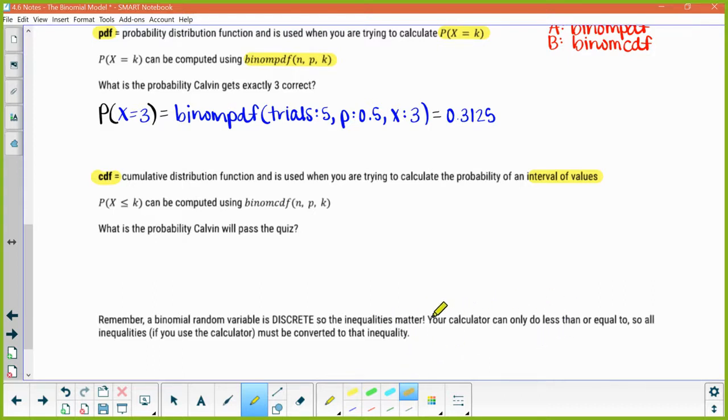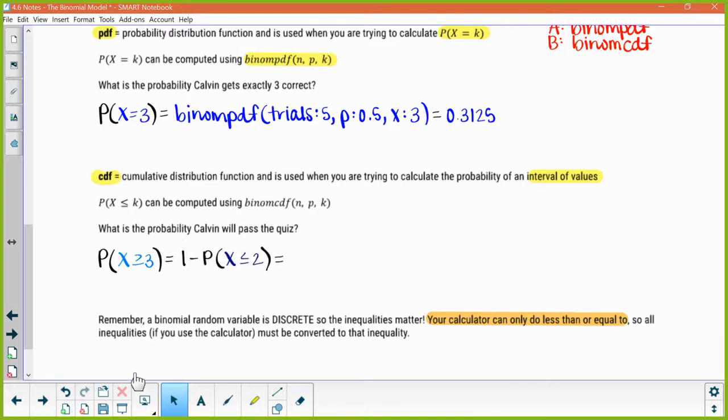The thing you have to be aware of is your calculator can only do less than or equal to. That's all it's going to work with. So you have to convert your inequalities so that it fixes itself and gets what you actually want. Because if I want the probability that Calvin will pass, that's the probability that x is greater than or equal to 3. My calculator is only doing less than or equal to. So if I want 3, 4, and 5, I need to consider the other side. And that's the only way I can make this work.